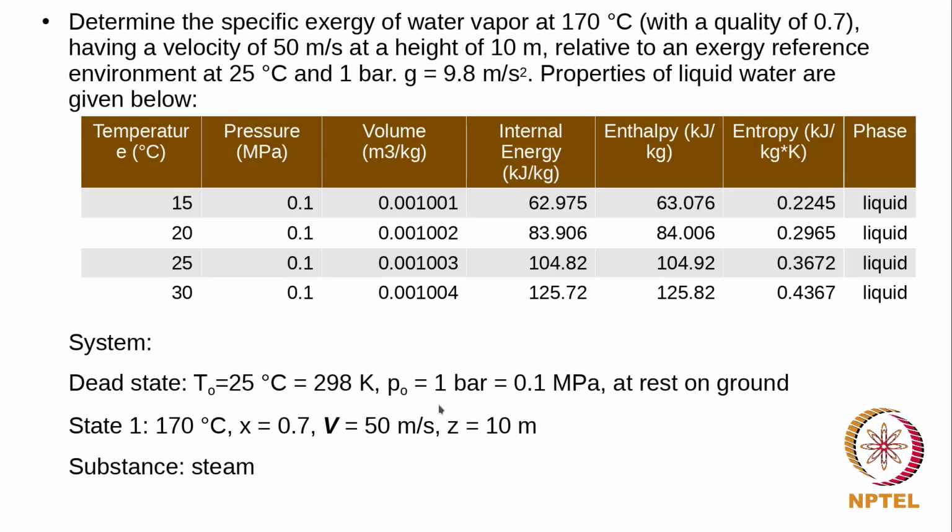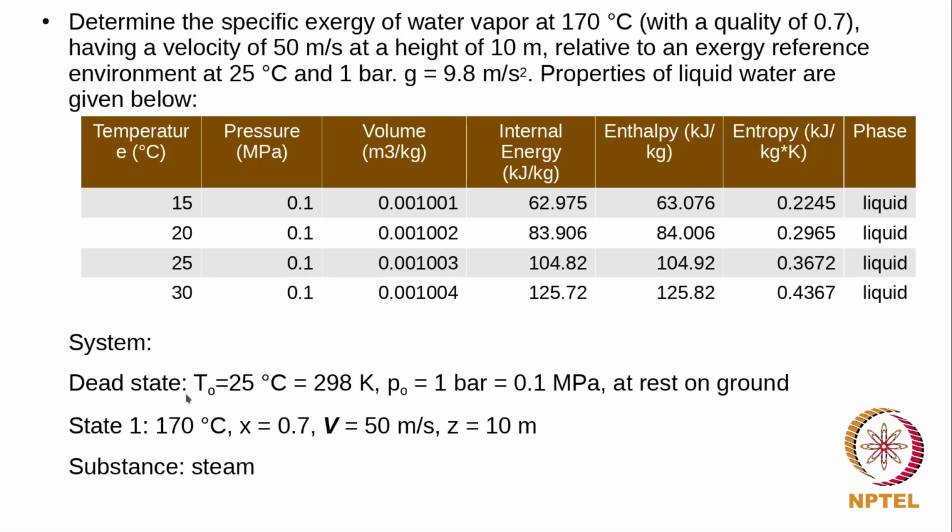So at a pressure of 1 bar, when you look at the steam tables, we see that the corresponding saturation temperature is about 99.6 degrees centigrade. I don't have the tables open here, you can look at your steam tables. At a pressure of 1 bar, the saturation temperature is close to 100 degrees centigrade, which means that at a temperature of 25 degrees centigrade, which is what is given over here, the temperature is much lower than the saturation temperature at that pressure.